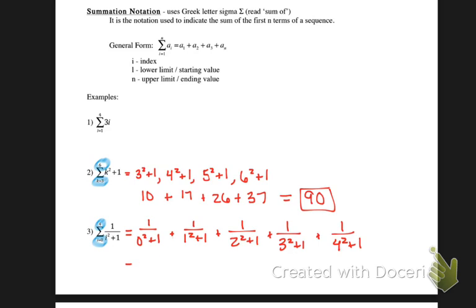So I'm going to just evaluate these. We have 1 plus 1/2 plus 1/5 plus 1/10 plus 1 over 17. So that's expanded form. And then our evaluation, when we actually add them all together, we get 158 over 85.